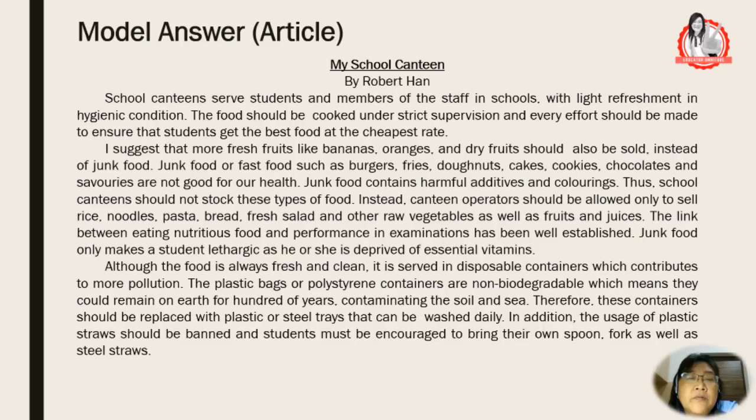I suggest that more fresh fruits like bananas, oranges, and dry fruits should also be sold instead of junk food. Junk food or fast food such as burgers, fries, donuts, cakes, cookies, chocolates, and savories are not good for our health. Junk food contains harmful additives and colorings. Thus, school canteens should not stock these types of food. Instead, canteen operators should be allowed only to sell rice, noodles, pasta, bread, fresh salad, and other raw vegetables, as well as fruits and juice.